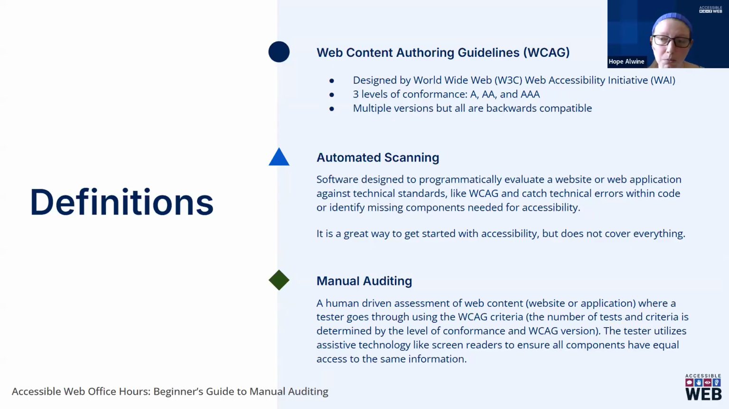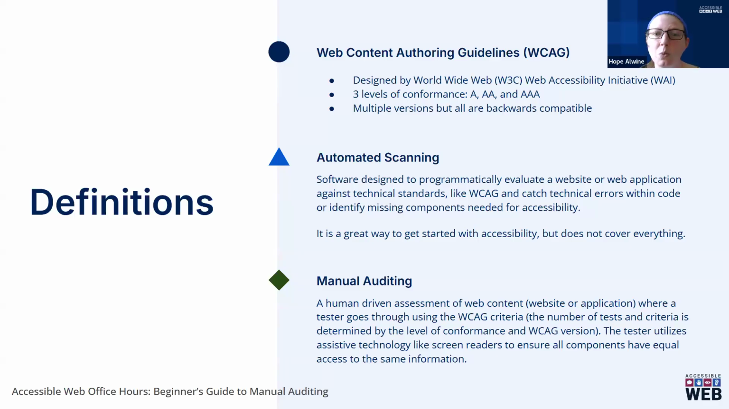Also note that even though there are multiple versions available, they are all backwards compatible. This means success criteria from 2.0 are still applicable in 2.2. There are some criteria that have been removed over the course of time, like parsing. So you definitely want to double check into the different versions before you get really into a manual audit.